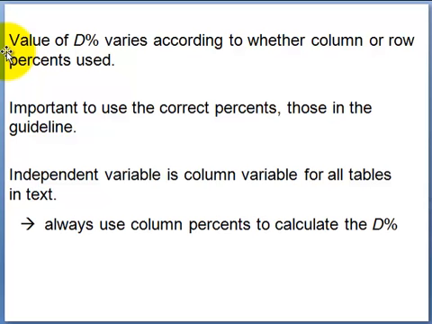So in table 6.2, the percentages listed there were column percentages. They summed to 100 down the rows. So we were using column percentages to calculate the difference in percentages. And you can use the column percentages in either row. When you calculate difference in percentages, it is important to use the recommended percentages, those recommended in the guideline. So in this text, we are always going to use column percentages to calculate the difference in percentages.